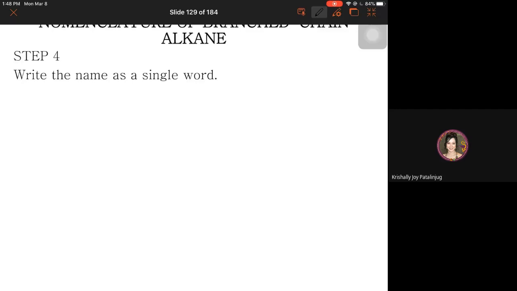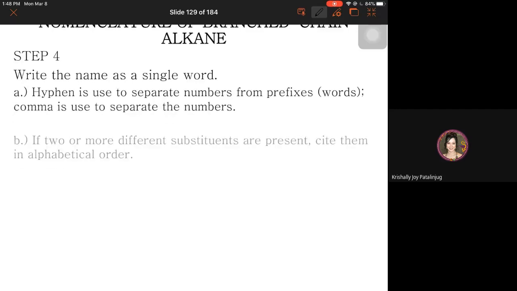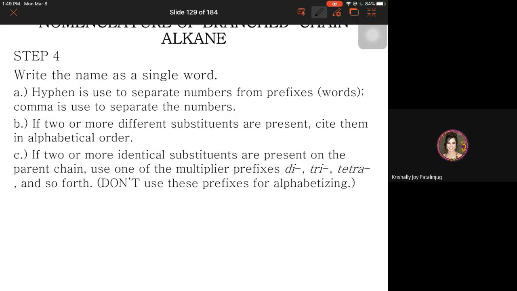Okay? And lastly, step 4. In step 4, we simply write now the whole name of a branched chain alkane in a single word. Okay? In a single word. The name of an organic compound is only one word. So how do we make it into a single word? This would be the following guidelines. Okay? So letter A, hyphen. Hyphen, that's what you call a dash.